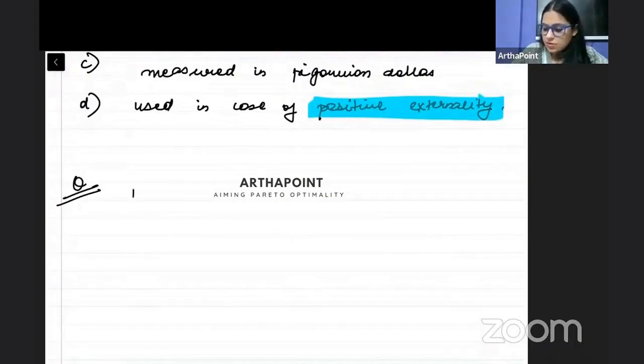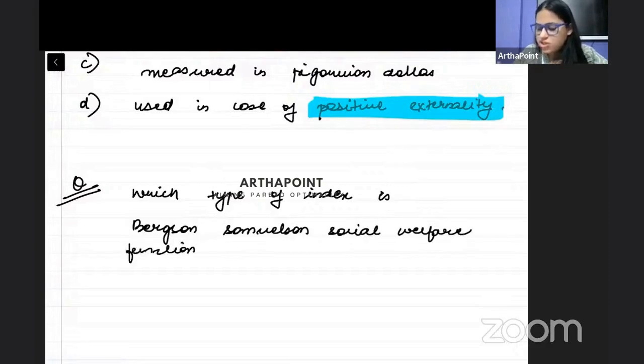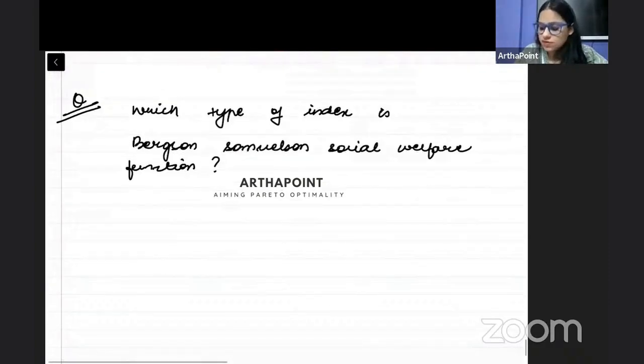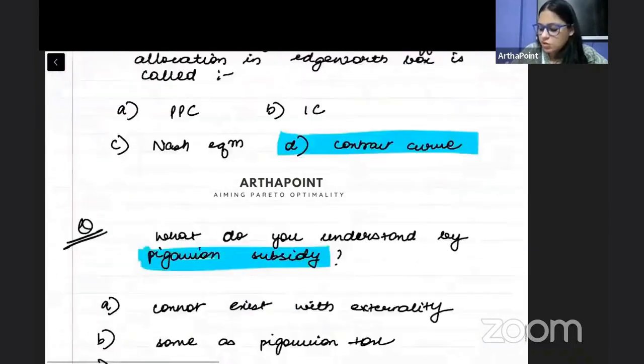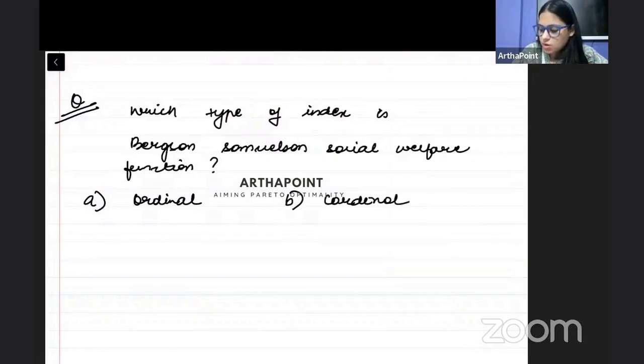Which type of index is Bergson-Samuelson social welfare function? Which type of index is Bergson-Samuelson social welfare index? Option number A, ordinal. Option number B, cardinal. Option number C, both. Option number D, none.